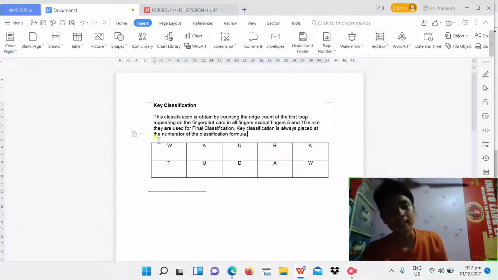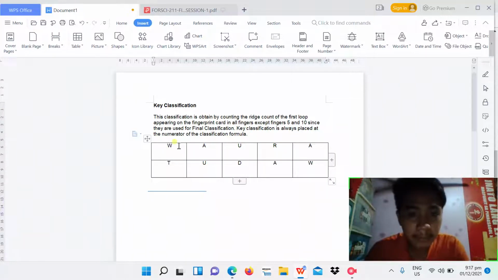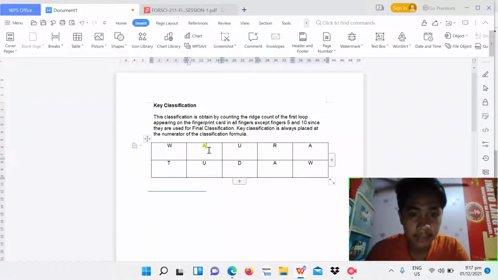So, for example, if on the fingerprint card, finger number 1 is a plain whirl, finger number 2 is a plain arc, and finger number 3 is an ulnar loop. Since the K classification is obtained by counting the ridge count of the first loop in all 10 fingers, finger number 3 has the ulnar loop, which is the first loop in the 10 fingers.